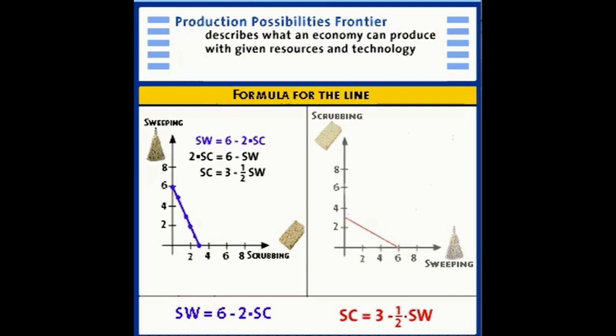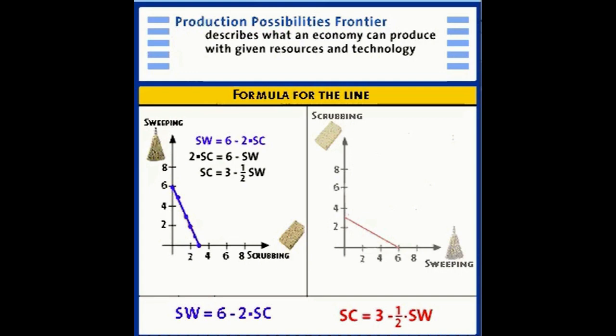Here's one more interesting thing to note. Up here, this negative 2 was the opportunity cost of scrubbing measured in terms of sweeping. If Bernie wants to scrub a room, he gives up 2 rooms that he could have swept. Down here, this negative 1/2 is the opportunity cost of sweeping measured in terms of scrubbing. If Bernie wants to sweep a room, he gives up 1/2 of a room that he could have scrubbed.